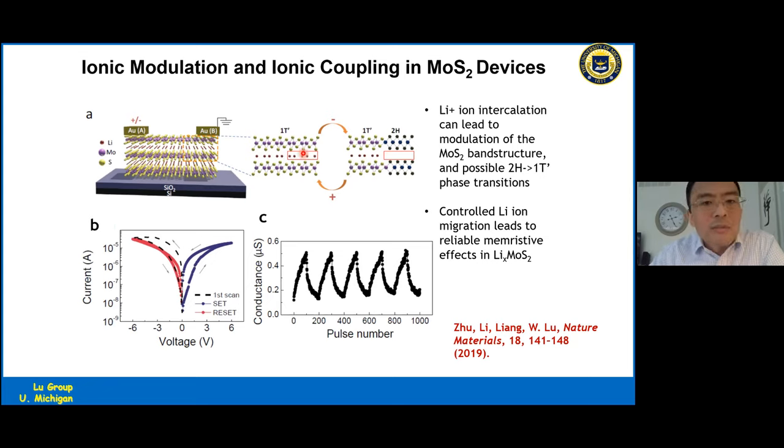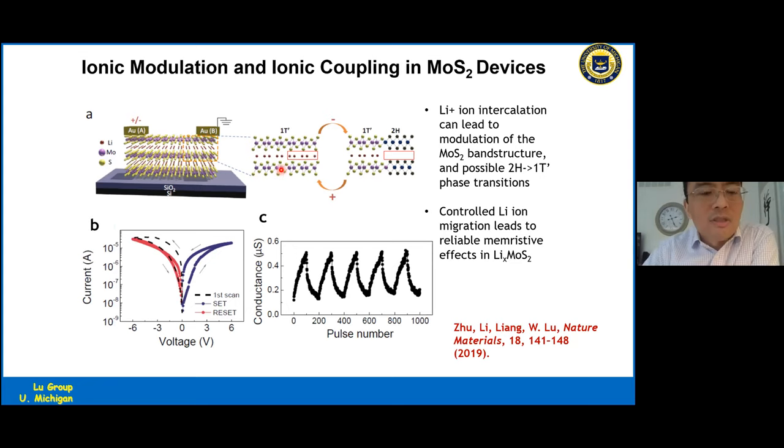So here we show that by moving lithium ions in molybdenum disulfide, you can indeed, again, change the resistance of this device incrementally, gradually increasing or decreasing it. And in fact, as a side effect, we observe you can cause some interesting phase transitions by simply applying electric voltage. You can have enough ions in this layer that it will cause a phase transition from the 2H phase to the 1T prime phase. But that's not the main focus of that study.